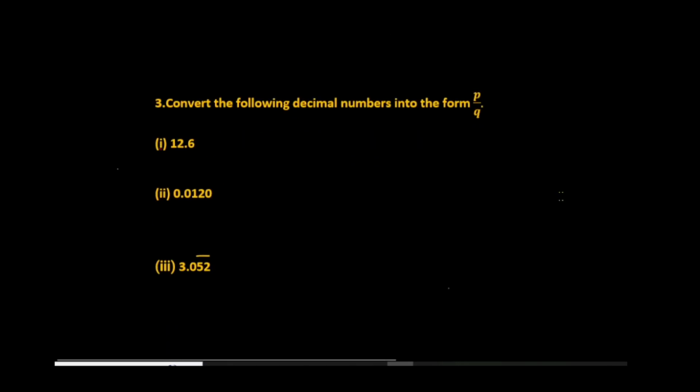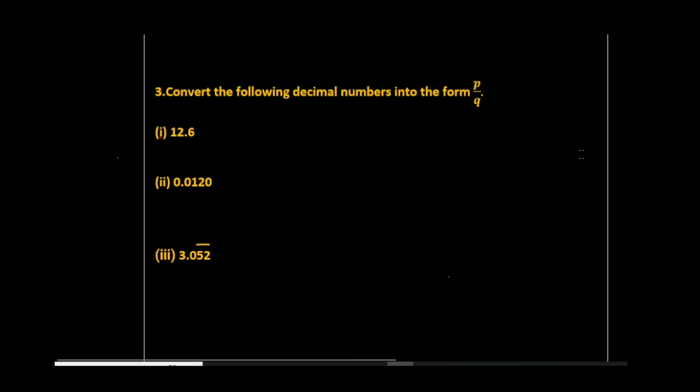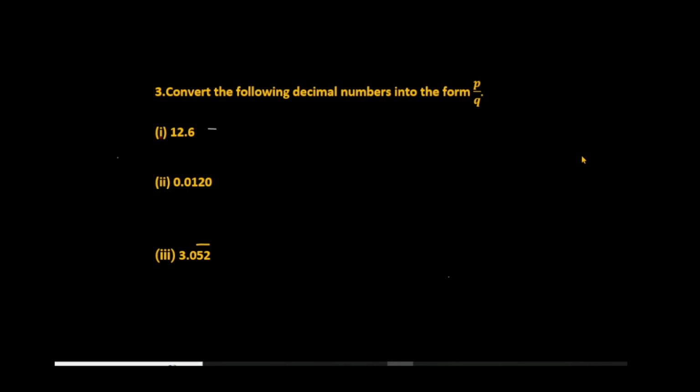Okay. Now, next question. Convert the following decimal numbers into the P by Q form. So, look at here, the first question, 12.6. You can see only one digit, so this is a terminating decimal. Only one digit is there. You can multiply and divide this by 10, which means 126 by 10. After one digit we need to keep the dot.